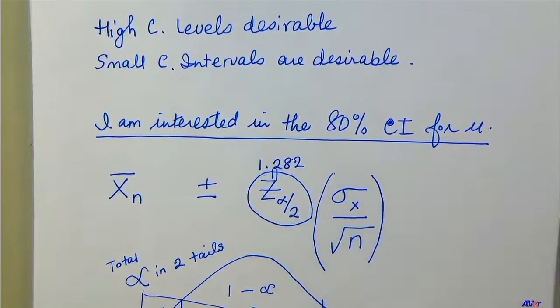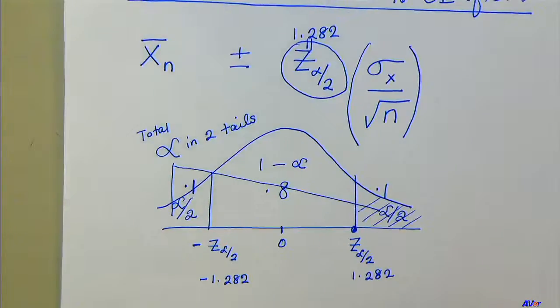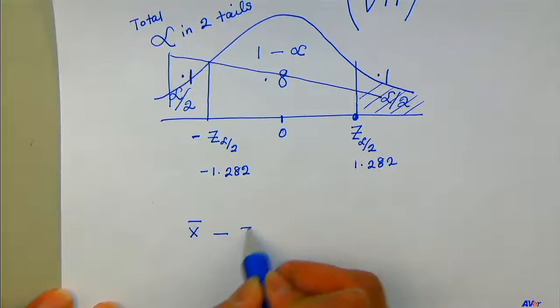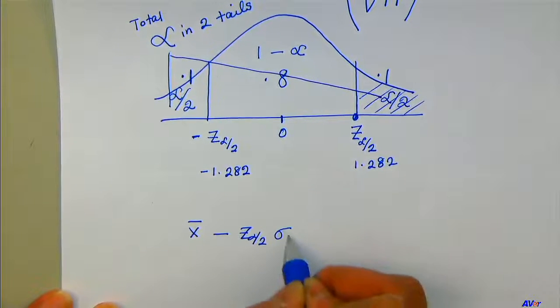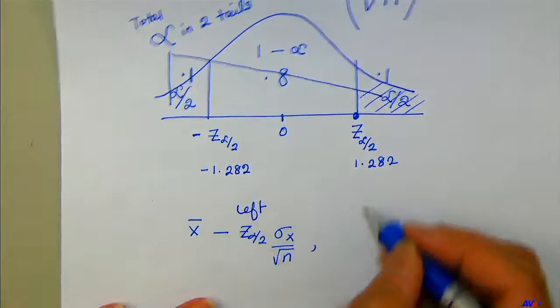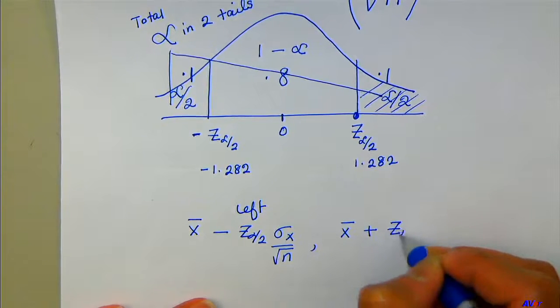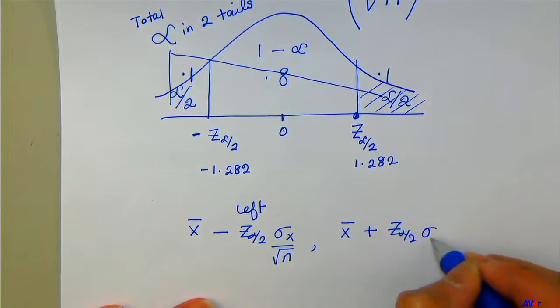So plug in. So the left endpoint of the symmetric confidence interval is X bar minus Z alpha over 2 sigma X over rad n. That's the left endpoint. The right endpoint is X bar plus Z alpha over 2 sigma over rad n.